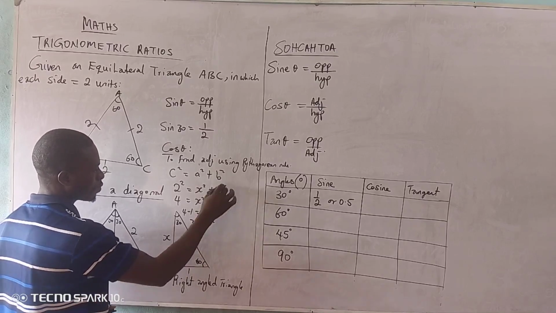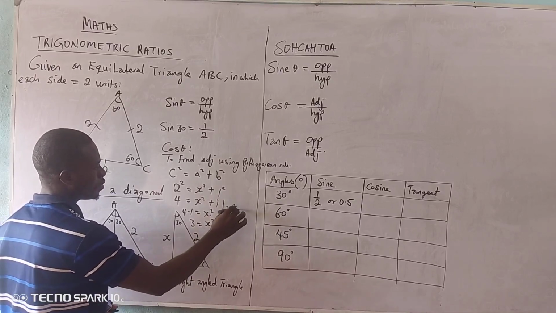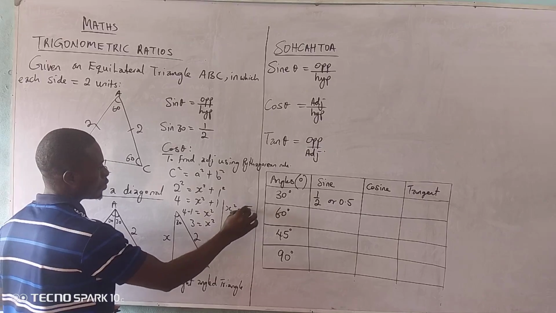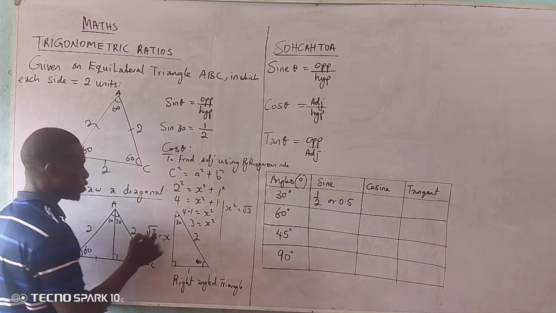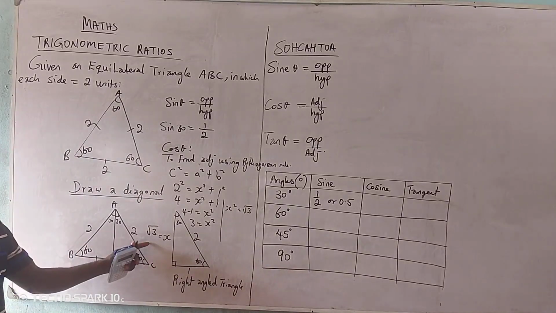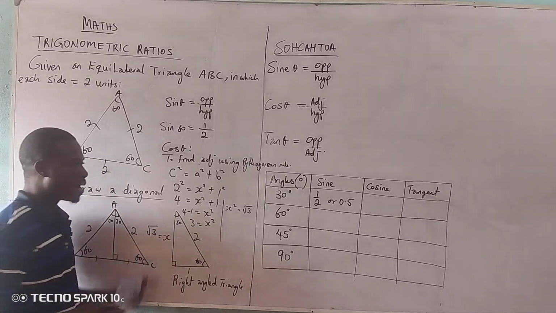Therefore, x squared is equal to 3, so x is root 3. So here is root 3. Why isn't root 3 our adjacent?